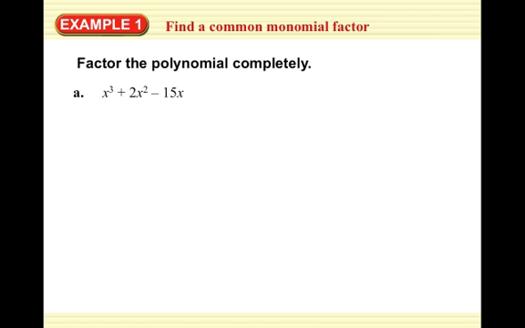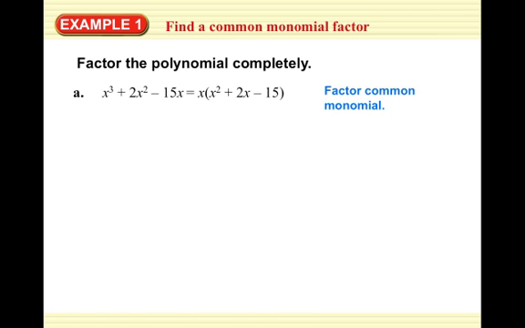Let's see, we've got x cubed plus 2x squared minus 15x. All three terms have a factor of x, and so we're going to factor out the x. And so x cubed divided by x is going to be x squared. 2x squared divided by x is 2x. And then minus 15x divided by x gives us minus 15.